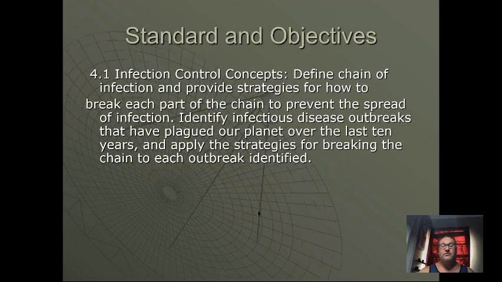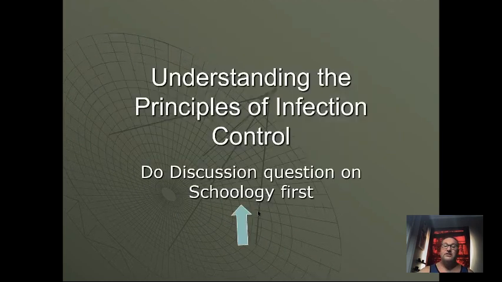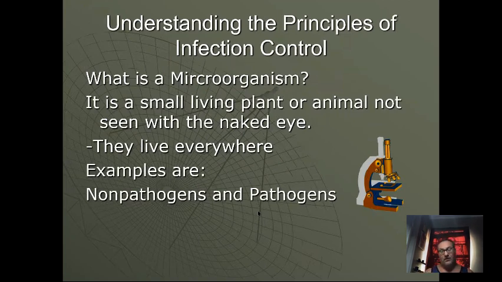All right, today we're going to talk about infection control and chain of infection and how we can disrupt that. But first, we need to understand some principles of infection control. We have microorganisms that are all around us: on our desk, your pencil right now, computer, all of that. They are living plant or animal cells that we can't see. We have to use a microscope to see them.